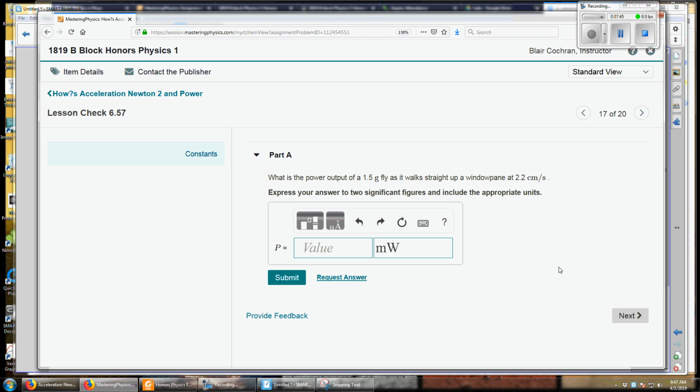So I want to make sure right off the bat that I can convert grams to, what unit of mass should I use rather than grams? Kilograms. And centimeters per second to meters per second. And then at the end, I'll get watts, and I'll need to convert it back to milliwatts. Right? So, good test of my metric prefixes there.